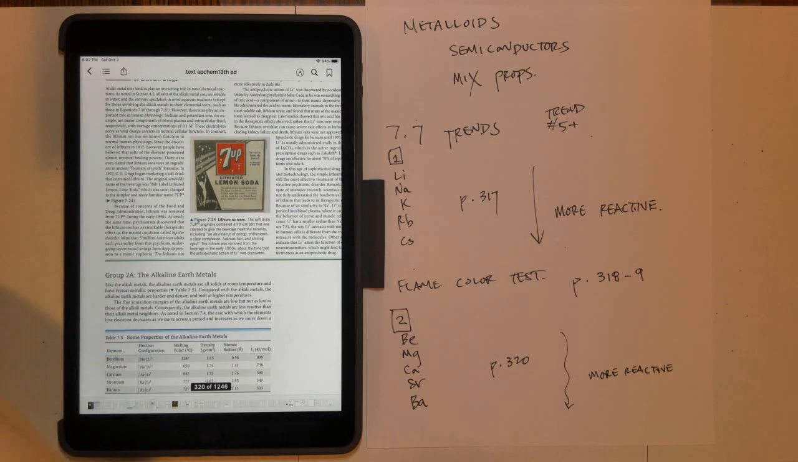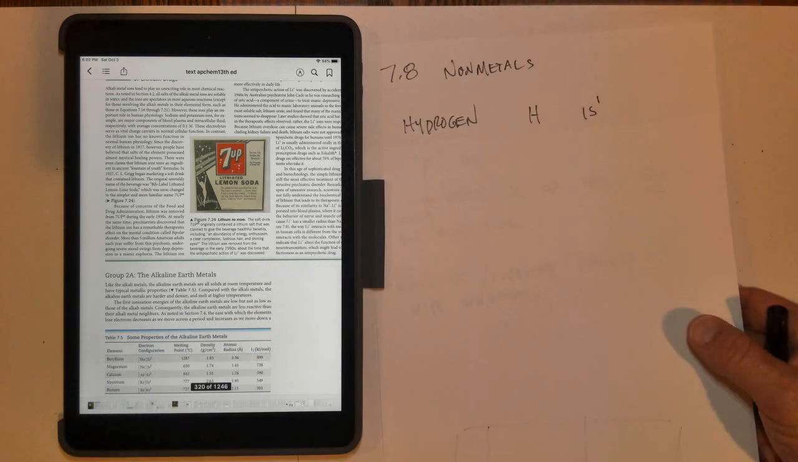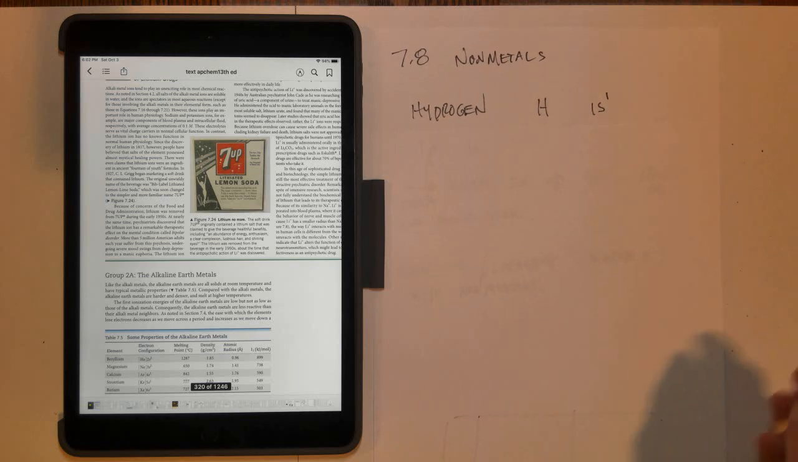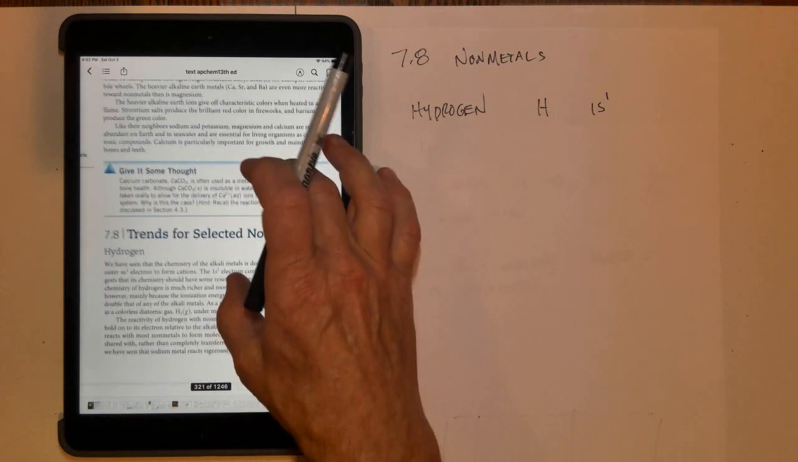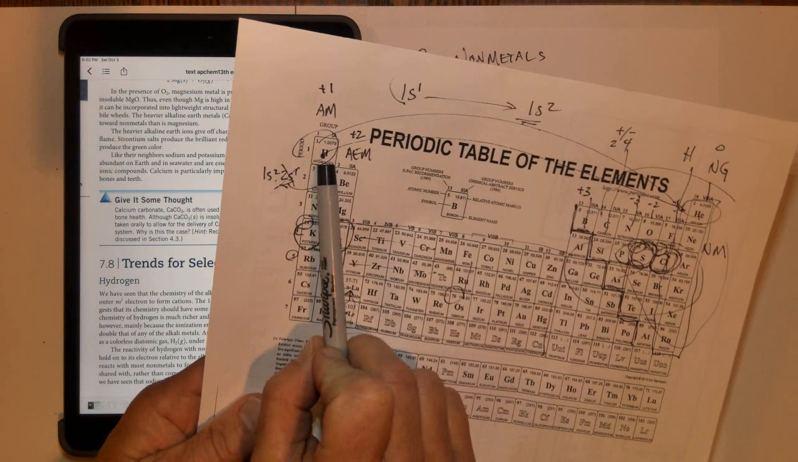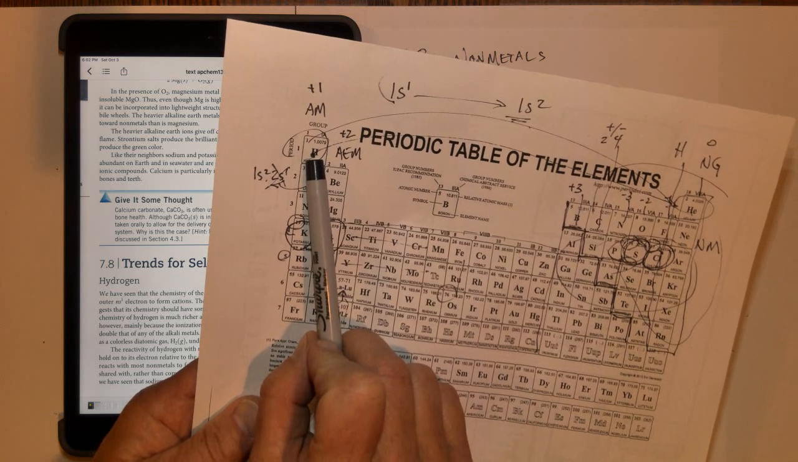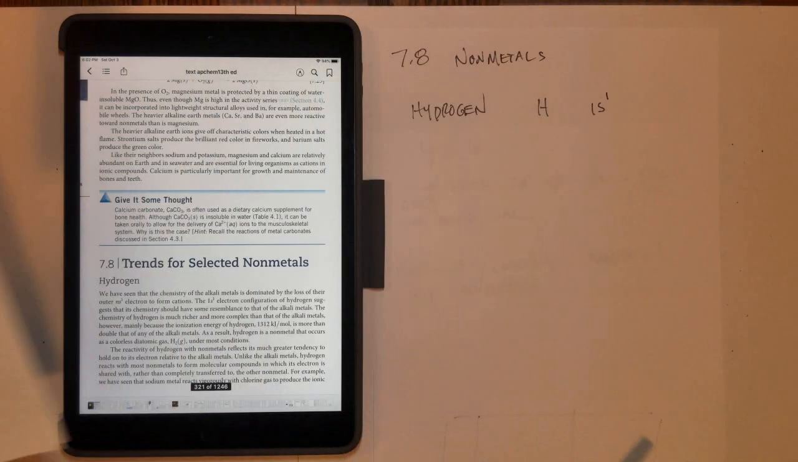All right, let's finish with a few trends for some nonmetals on the periodic table. The first nonmetal we're going to look at is one called hydrogen. Hydrogen is a super special element on the periodic table. Hydrogen is the only element whose noble gas does not have an octet. And so the noble gas in period 1 is helium.